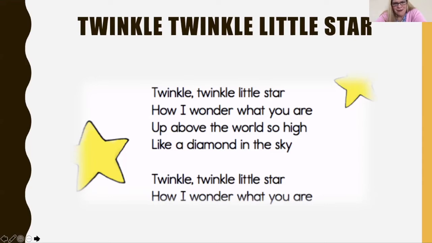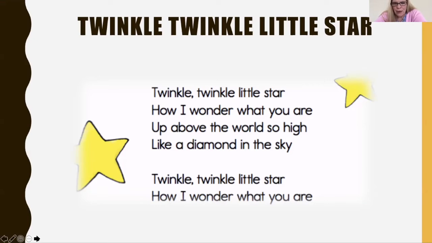So what you probably have figured out by now is that every line in this popular nursery rhyme has the same pattern, 3 feet plus 1 beat at the end. The other important thing to notice is the rhyme scheme. Each couplet, or group of 2 lines, rhymes: star and are, high and sky.